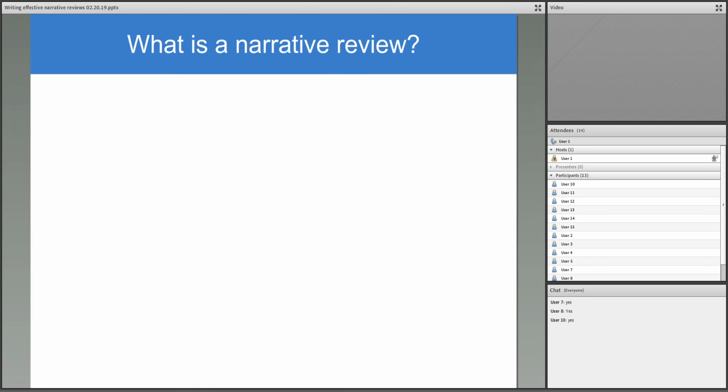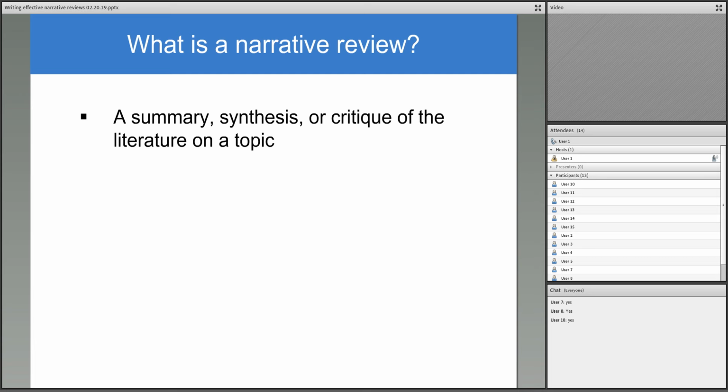So what is a narrative review? It's more than a repacking of information. It's a summary, synthesis, or critique of the literature on a topic. A narrative review can tie together a wave of new findings, address a controversy, provide an overview of an idea that has not yet been discussed in much depth, or something else.